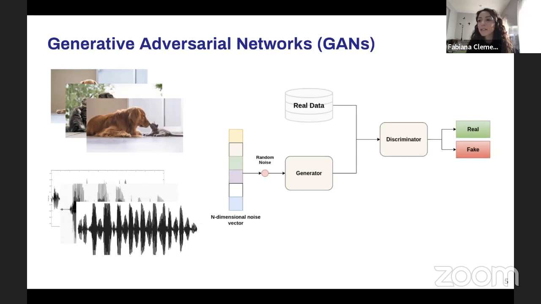GANs are widely used to generate images from scratch, but they can also be used to generate sound, speech, text, and so on. Besides data generation, GANs have a bigger scope of application. In the next slides, I will cover some of its applications that I enjoy the most.